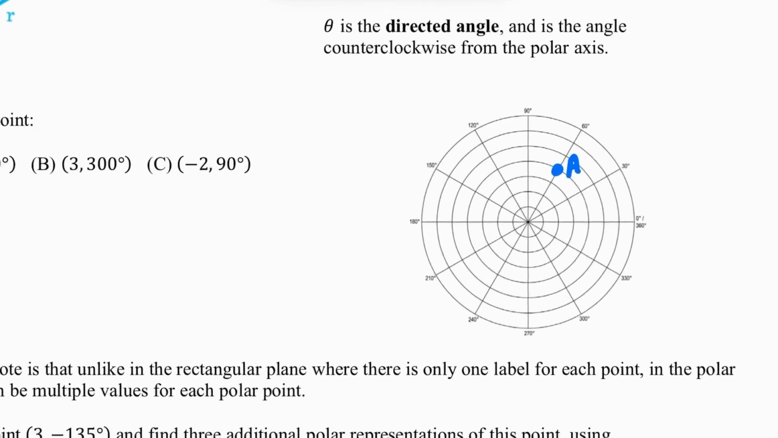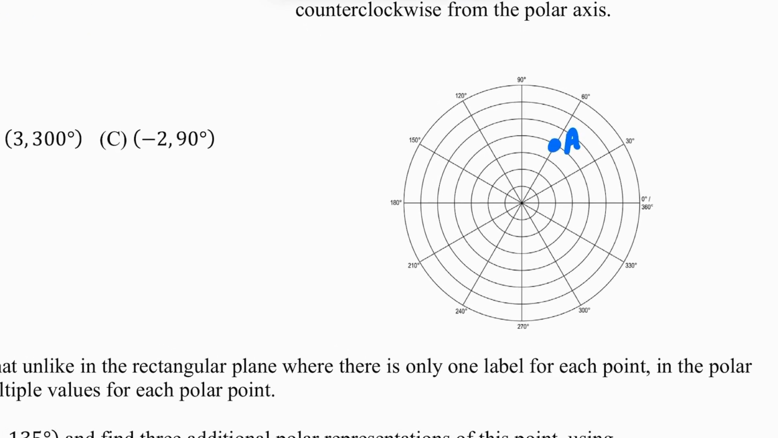And that's it. Okay, and then you can go to 300 degrees, and then we have a radius of 3, so 1, 2, 3, and you plot a point there. And that's the polar point B.